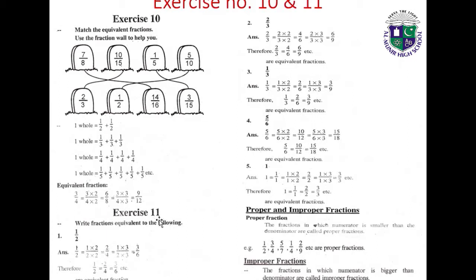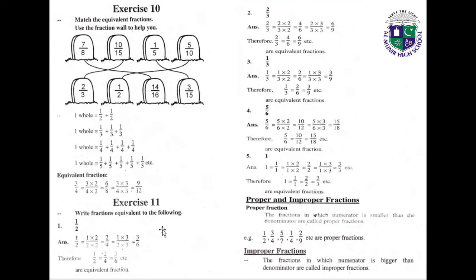Exercise 11: Write the fraction equivalent to the following. 1 over 2: 1 multiplied by 2, 2 multiplied by 2. 2 ones are 2, 2 twos are 4. 1 multiplied by 3, 2 multiplied by 3. 3 ones are 3, 3 twos are 6. Therefore 1 over 2 equals 2 over 4 equals 3 over 6 is our equivalent fraction.